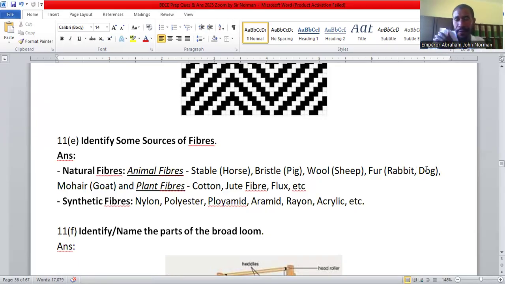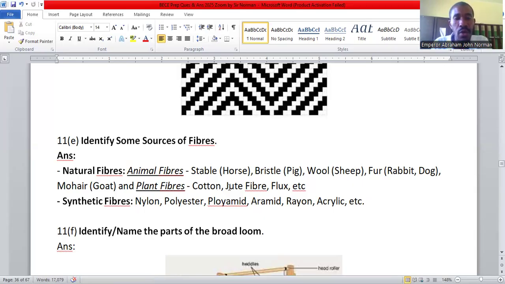Lions have fur on their skin, but the male lion, right? The hair on the face, I don't really know the name at the moment, but I'll do some research on that one. Then we have mohair for goats, right? Then we come to plant fibers, which are also natural fibers.